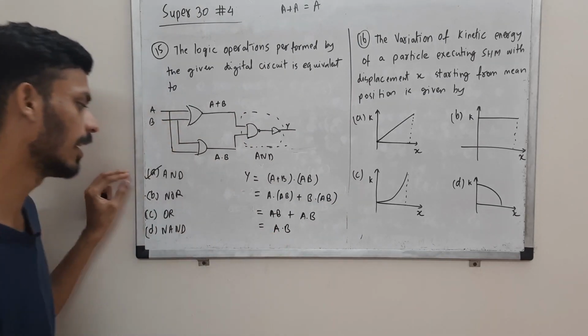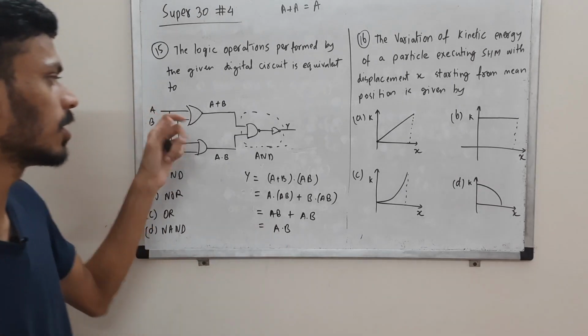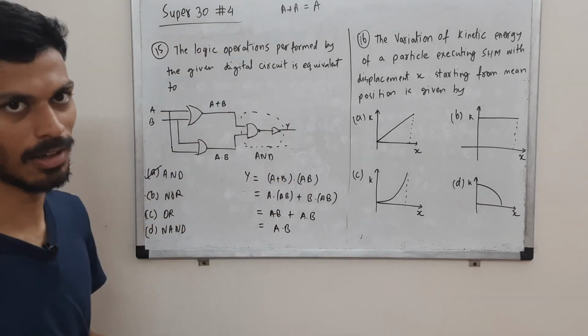So what is the logic that you get over here? It is an AND gate. A into B, it is multiplying the two inputs. So basically this whole thing is simply an AND gate.